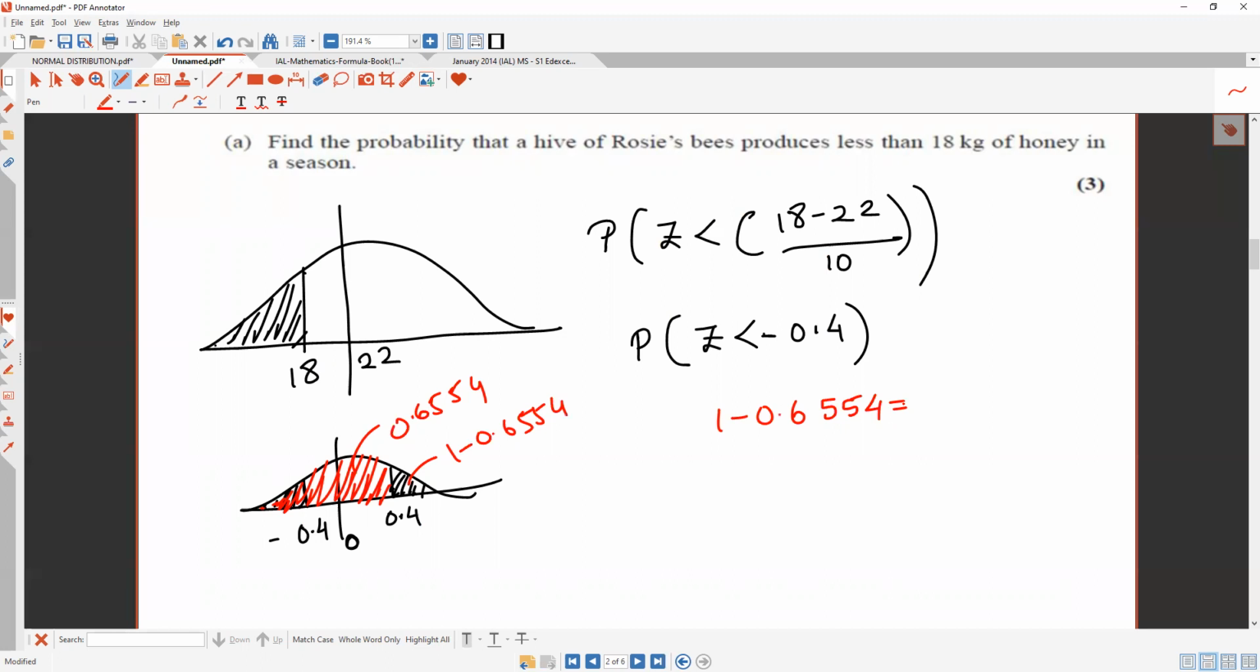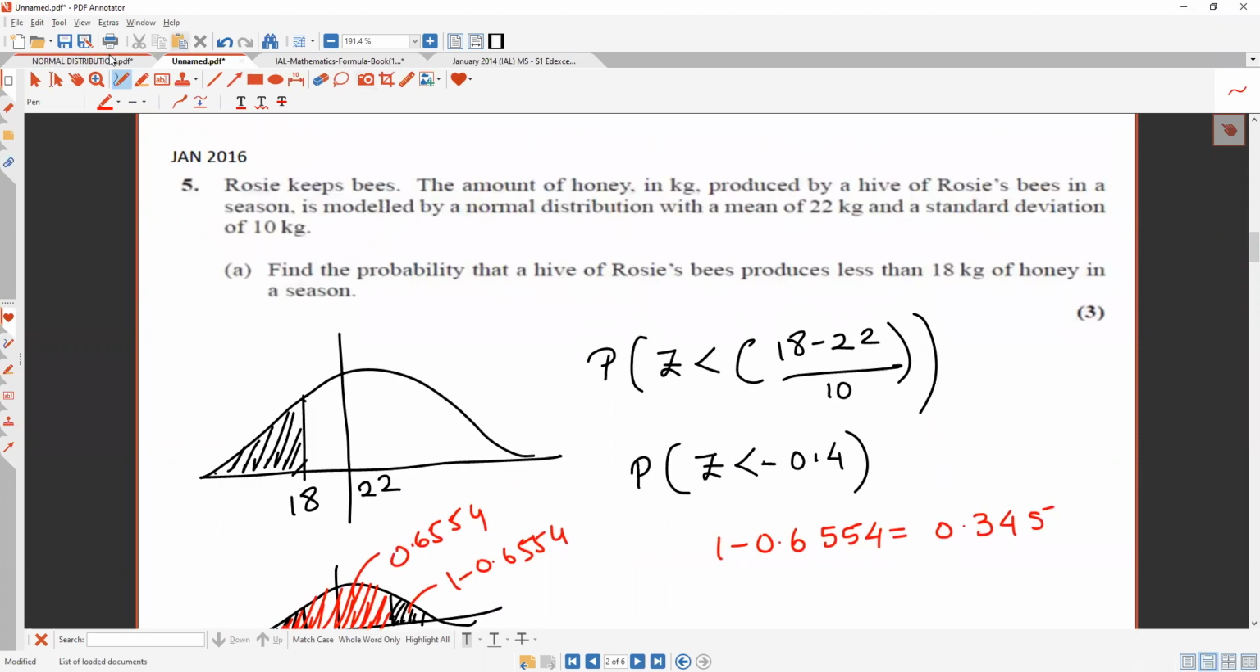0.345. So 0.345. What is the probability of getting less than 18 kg? It is 0.345. Fine. It is 0.345, right? Yeah. Okay. So the A part you guys understood now.